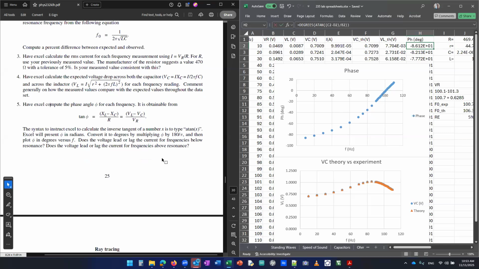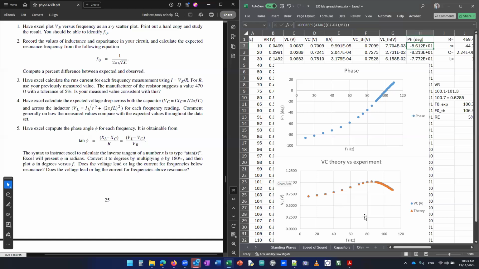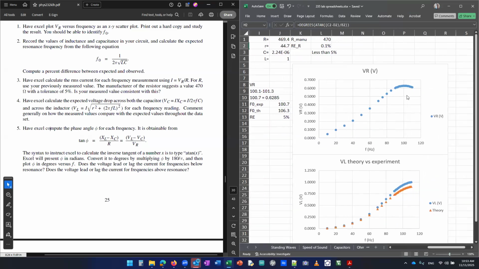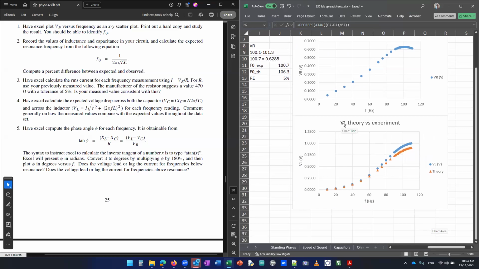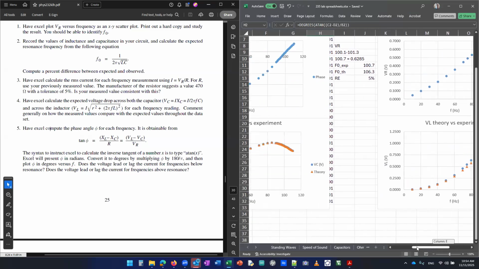So that should give you everything that you need. So again, there are 4 plots. Having it calculated is not enough. You should plot it out just to see the trend, right? So 4 plots. One of them is the voltage across a resistor as a function of frequency. That shows there's a resonance around 100 hertz. And another one is the theory versus experiment of the inductor's voltage. And you can comment on how close they trace each other.